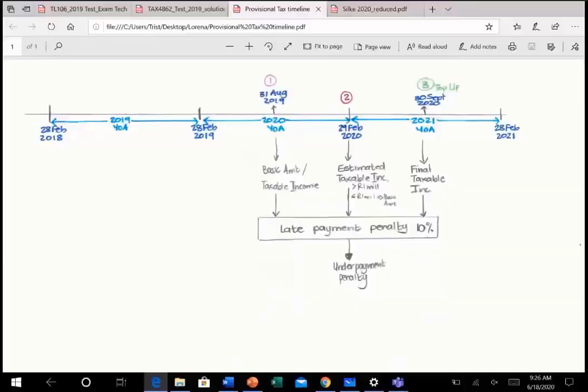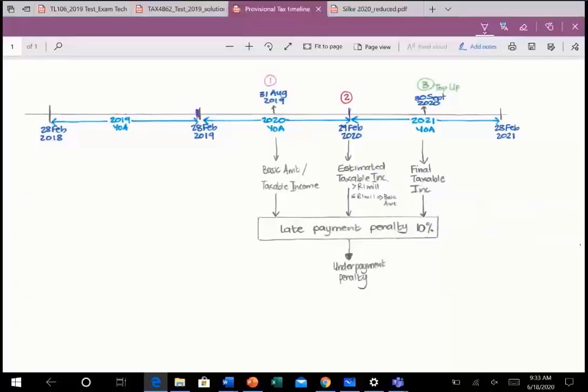I drew a little provisional tax timeline to hopefully try and see where we are in the timeline. So with provisional tax, we need to remember we have our 3 payments. We have our first payment, which is 6 months into our year of assessment. We have our second payment, which is at the end of our year of assessment.